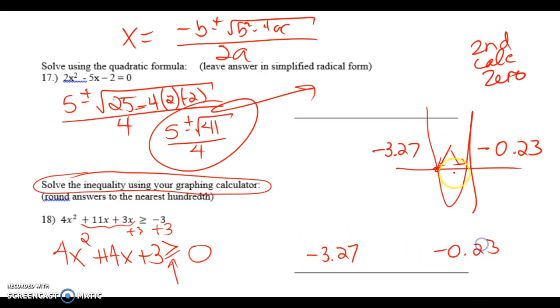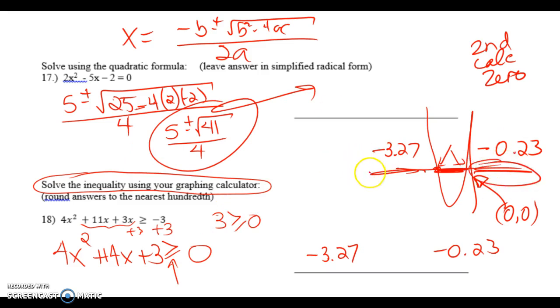We have to decide if this part of the x-axis is our solution or the outsides. So let's test a point. I'm going to test 0, 0, right there. It is outside of here. So if I put 0 in, I get 0 plus 0, 3. 3 is indeed greater than 0. So I know this is part of my solution.